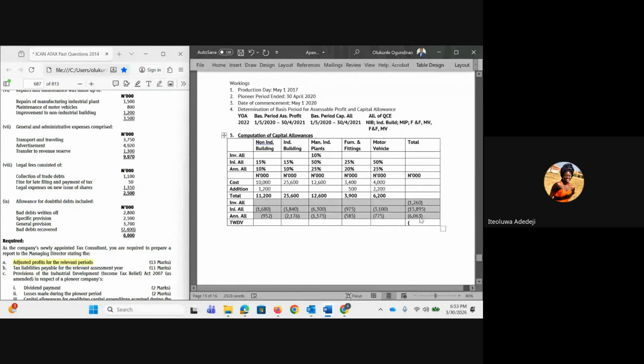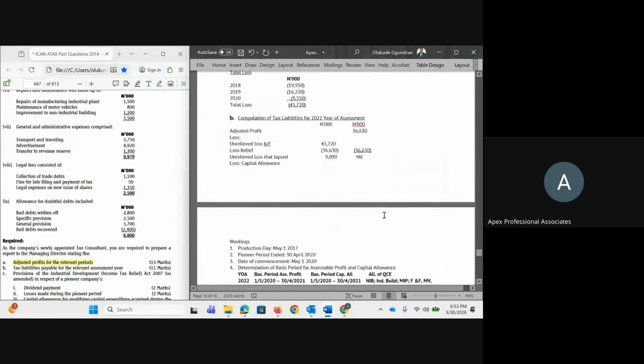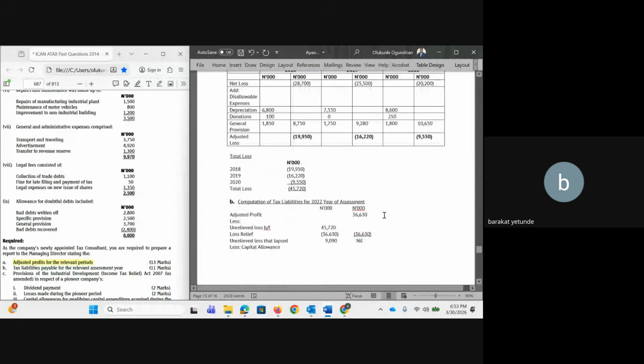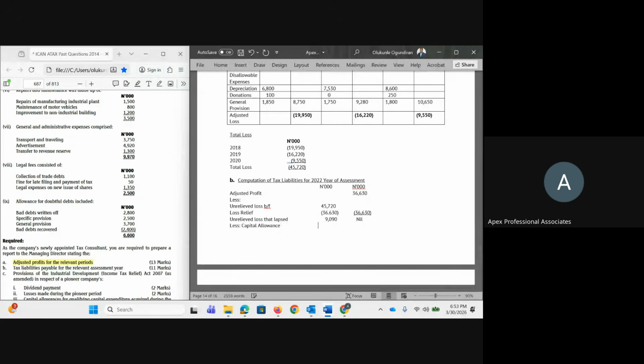23,218. Obviously, you can do the other ones later at your own convenience. So capital allowance is 23,218, all utilized. Capital allowance carried out.